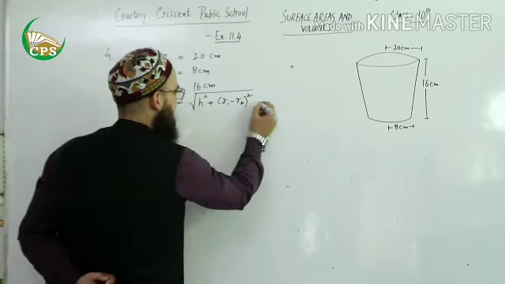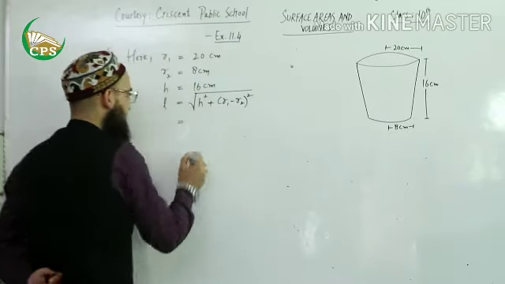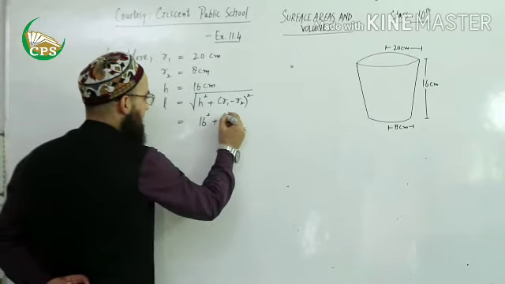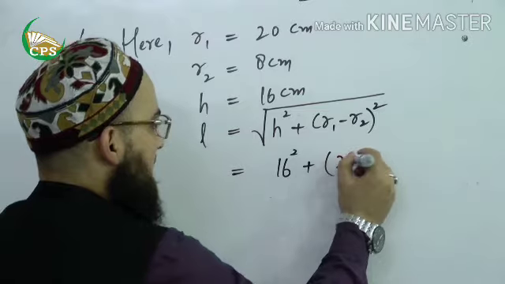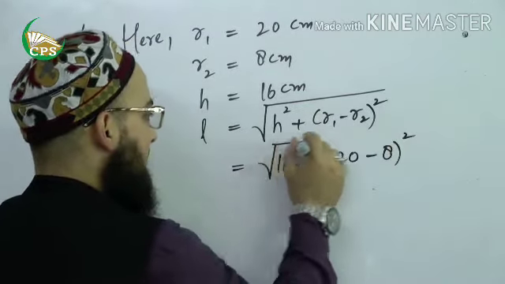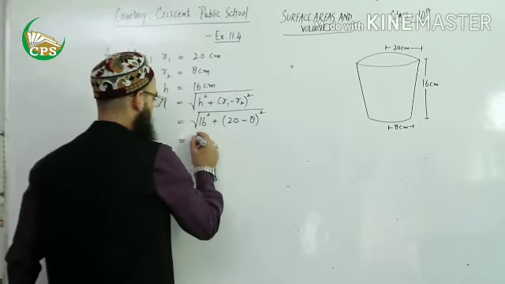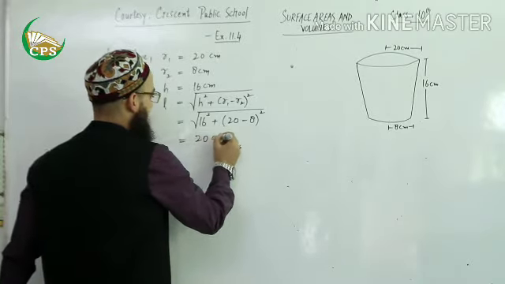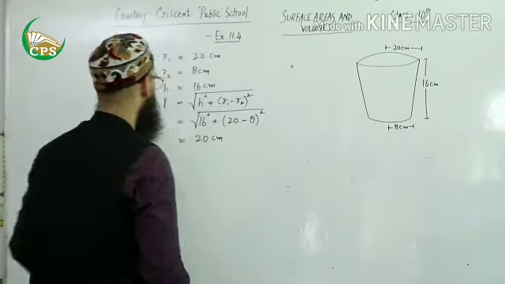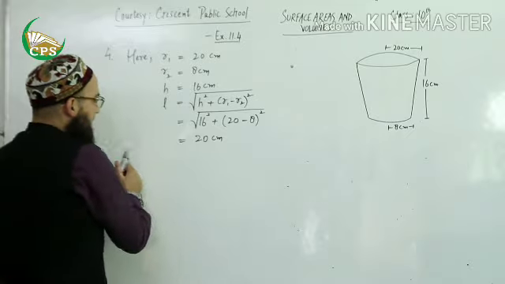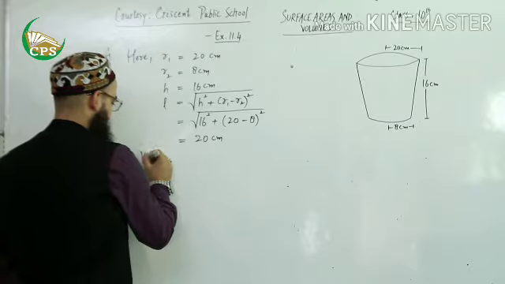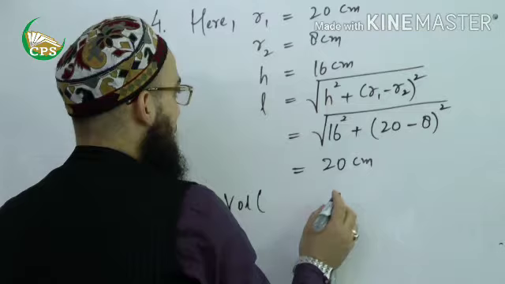Let me write here, h is 16, so 16 square plus R1 is 20 minus R2 is 8, then whole square. So you have 20. So slant height is 20 centimeter. Then we can find the volume. Therefore, volume of frustum.